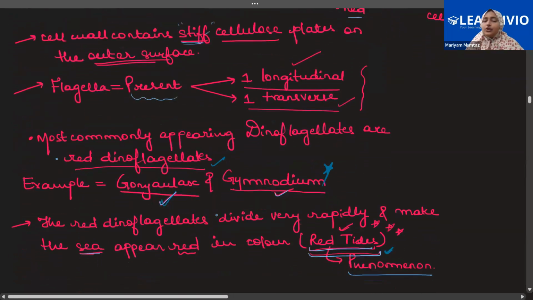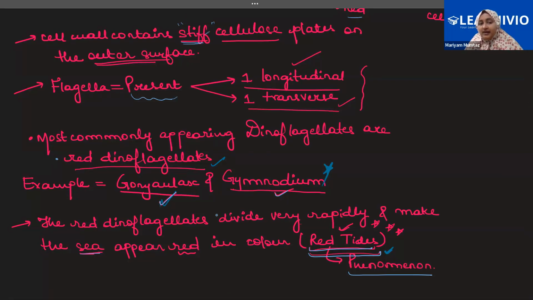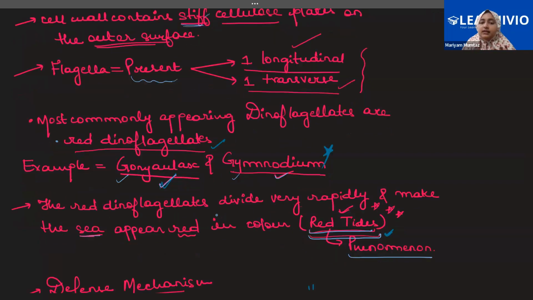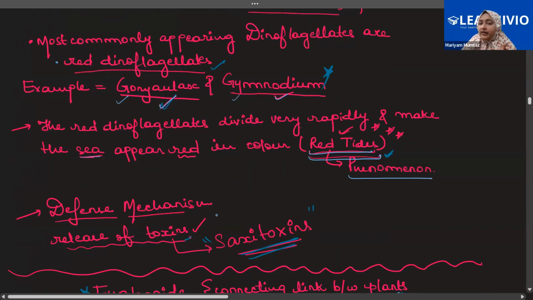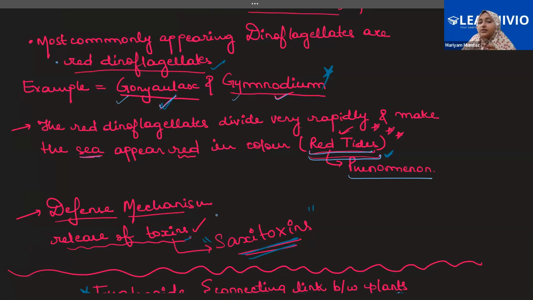Now, most commonly appearing dinoflagellates are red dinoflagellates, and the examples are Gonyaulax and Gymnodinium. Again, this point on dinoflagellates is very important. The red dinoflagellates divide very rapidly and make the sea appear red in color, and this phenomenon is known as red tide. In many MCQs, you'll find a question like: the red tide appears because of which organism? They'll give you 4 options, and one of them will be Gonyaulax or Gymnodinium. So you have to choose that.